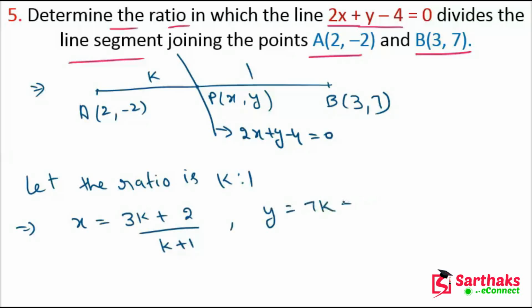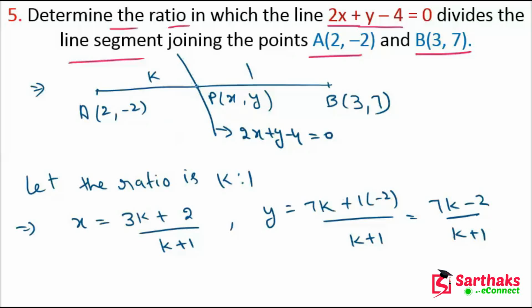7k plus 1 into -2. We get k plus 1. So this is 7k minus 2. We get k plus 1. Okay, so these are the coordinates of point P, which is the point of division.